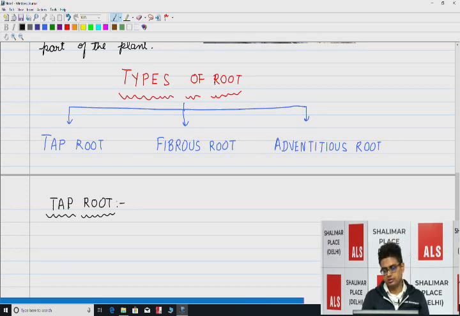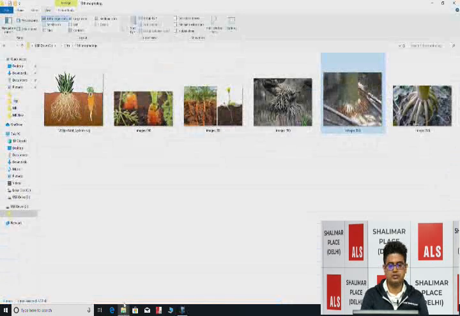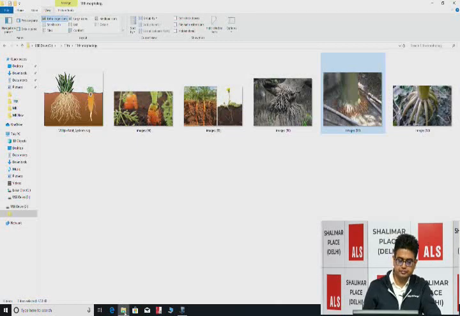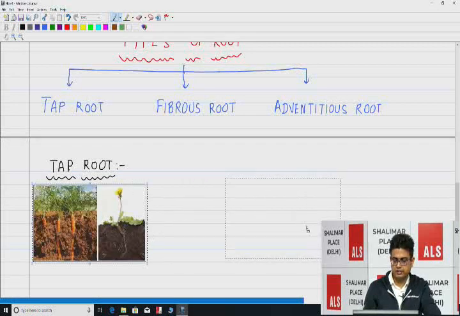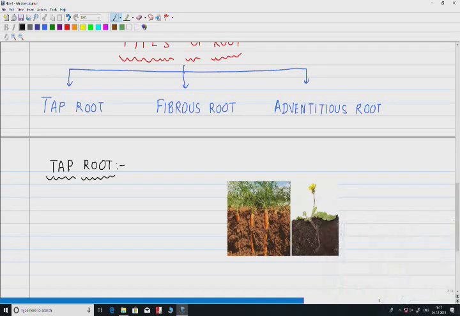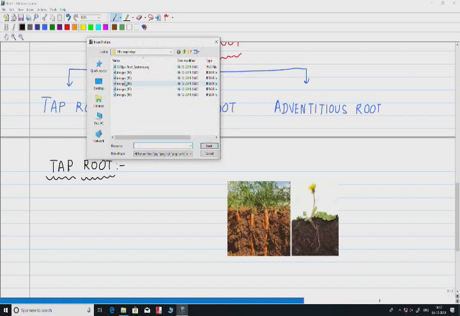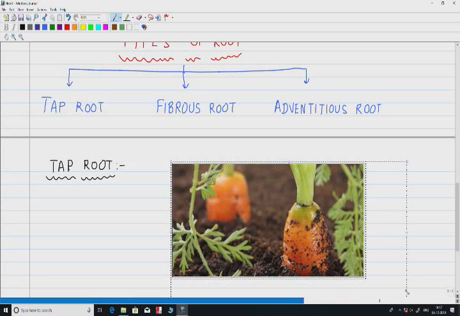So what is taproot? I guess everybody has seen taproot, right? What is exactly meant by a taproot? On the left, what you're seeing here is basically the taproot. If you want a better image, I can give you an example of a better image also. Yeah, this will be more sufficient to explain.